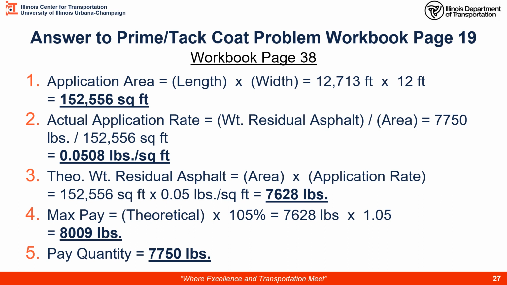Now, for our maximum pay, we need to take our theoretical and multiply it times the 105%, which is found on A15. So we can pay up to 80,009 pounds for this pay item. They applied 7750. It's very close and a little bit over the theoretical, which is good. And we can pay for all that. So that's our answer.